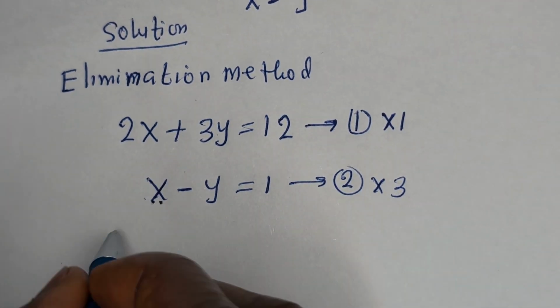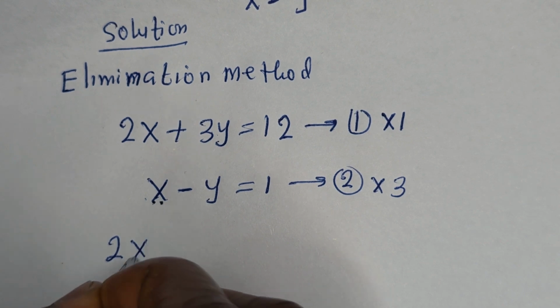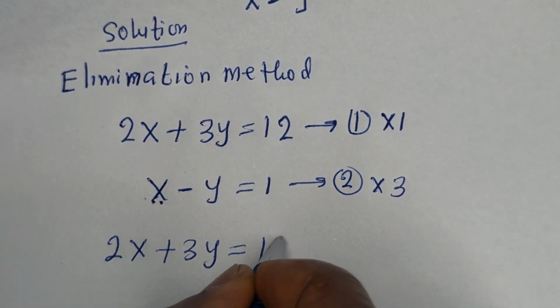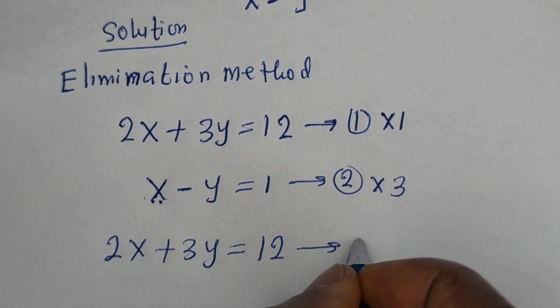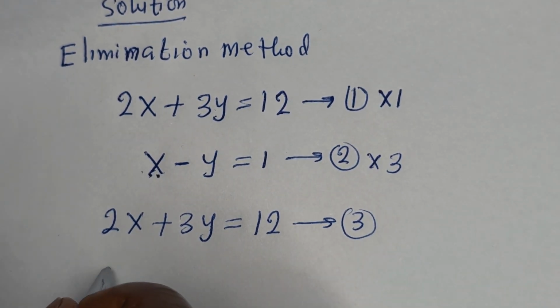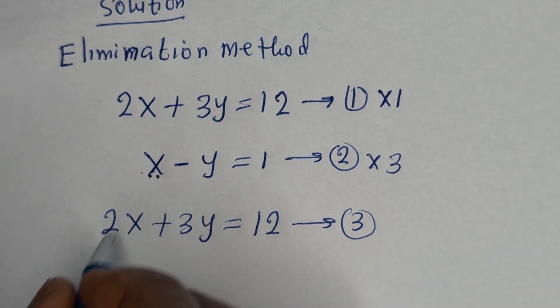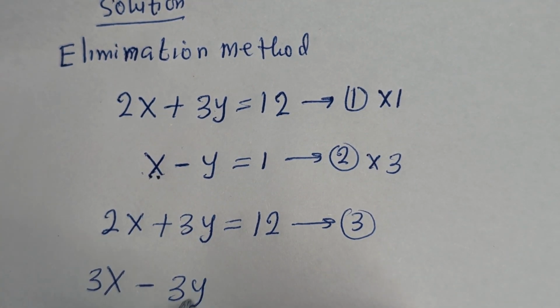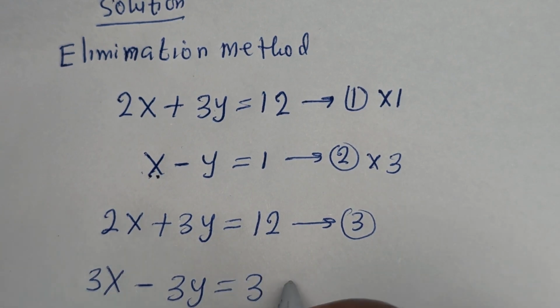So here we have 2x plus 3y is equal to 12. Let us call this equation 3. Then 3x minus 3y is equal to 3. Let us call this equation 4.